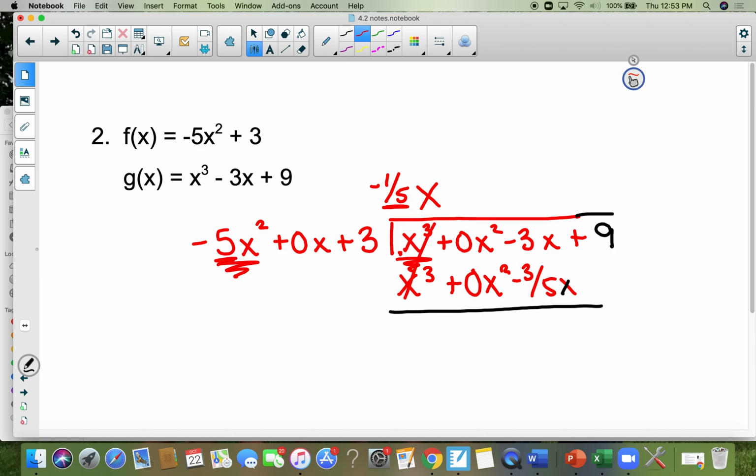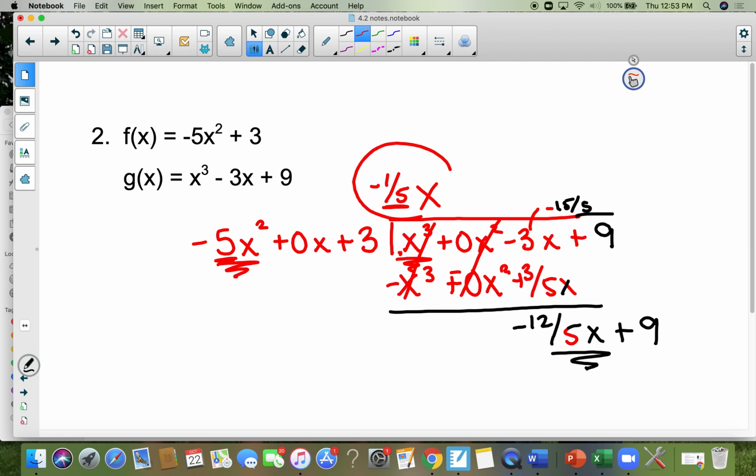x. These two cancel out. These two cancel out. I need to change a negative 3 to a negative 15/5, which is the same thing. Switch your signs, remember. This makes a negative 15/5 plus 3/5 makes a negative 12/5 x plus 9. This power is smaller than that one, so this is your answer with the remainder of a negative 12/5 x plus 9. So that's called long division.